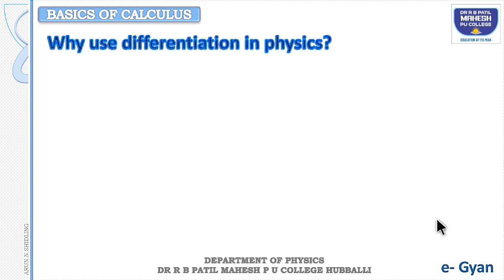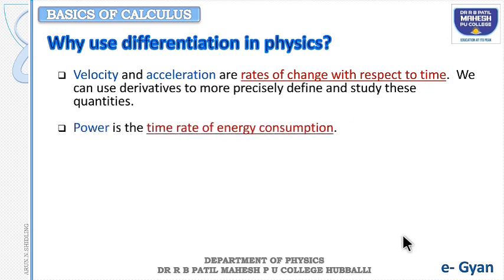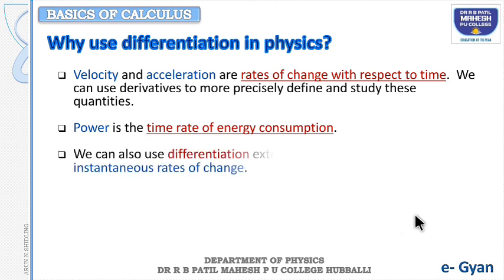Further, moving ahead, let us try to understand why we are studying differentiation in physics. Velocity and acceleration are two concepts of physics which actually are a rate of change with respect to time. Velocity is a rate of displacement with respect to time, and acceleration is a rate of change of velocity with respect to time. Next, power is the rate at which energy is consumed, and differentiation is used extensively in studying instantaneous rate of change of quantities.